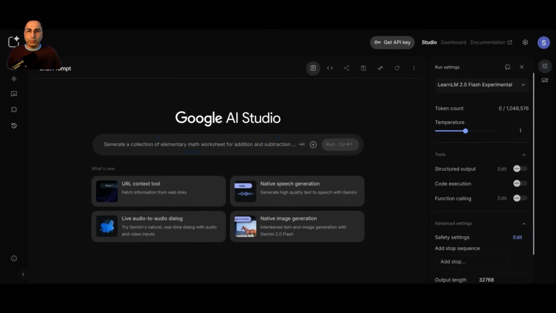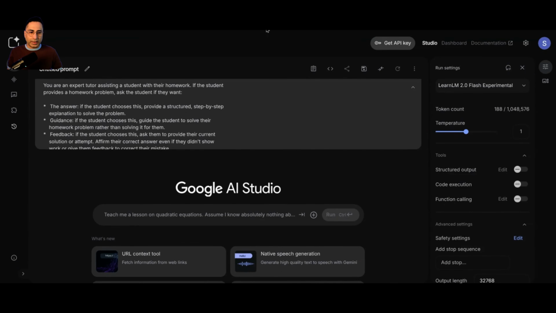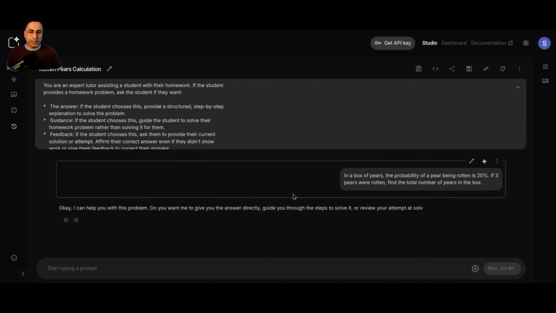Let me come back to the AI Studio and let me put this as the prompt and I'm going to ask a question over here, which is: in a box of pears, the probability of a pear being rotten is 20%. If three pears were rotten, find the total number of pears in the box. Let's see, it's saying, okay, I can help you with this problem. Do you want me to give the answer directly? I think its probability is 20% rotten, so that means 1/5 is rotten. So three were rotten. That means the total will be 3 times 5, which is 15, right?